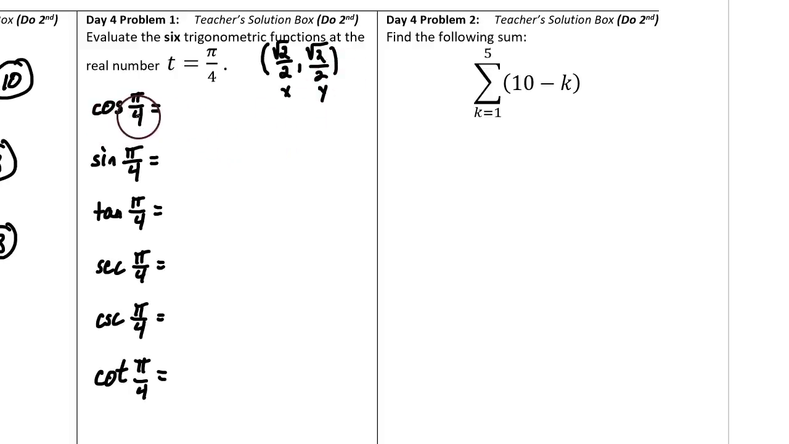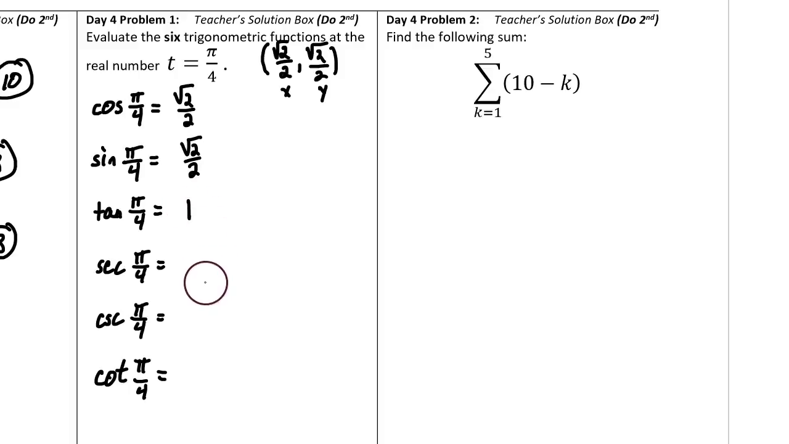The cosine of an angle on the unit circle is the x-coordinate of that point. The answer is the square root of 2 over 2. Sine is the y value, and that's the square root of 2 over 2. Tangent is sine divided by cosine. When we divide those two previous numbers, we get the answer 1.